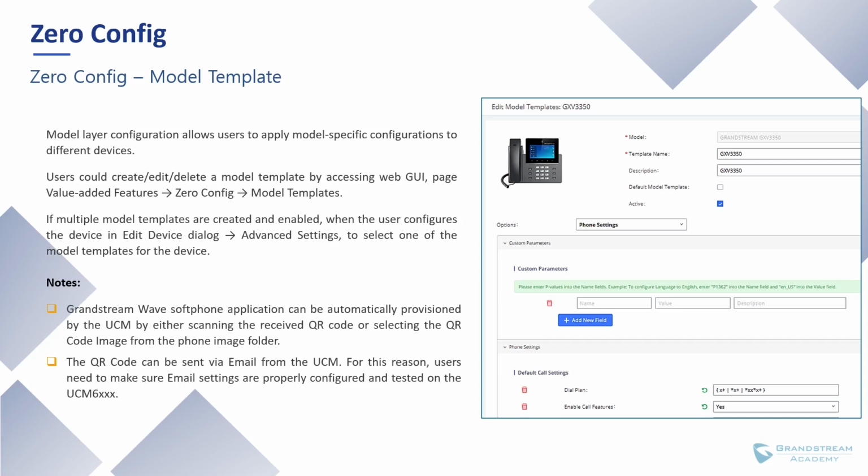and the default model template will also take effect when generating the config file for the device. However, the model template has a higher priority than the default model template when it comes to the same settings. If the same option has a different value configured in the default model template and the selected model template, the value for this option in the selected model template will override the value in the default model template. But you also need to know that our free softphone application Wave can also be automatically provisioned with the needed configuration. Users can do that by configuring the email on the UCM in order to be able to send the QR code that will be scanned in order to register the extension.